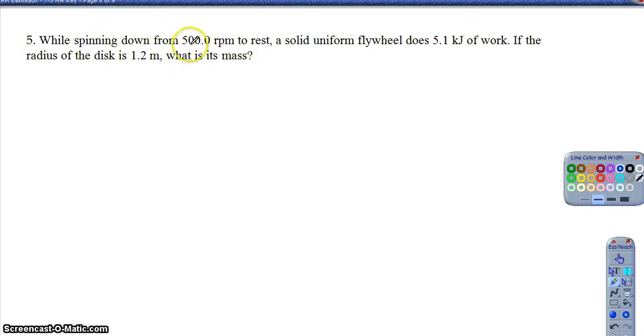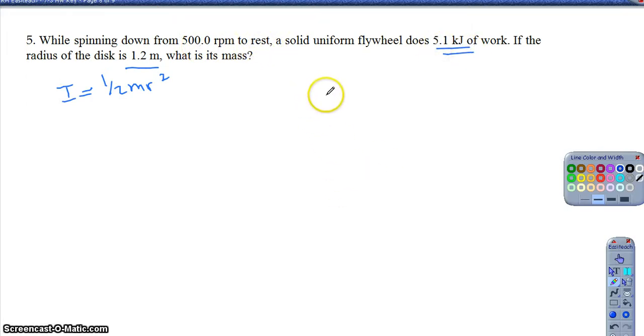So while spinning down, I assume they mean slowing down here, but while spinning down from 500 RPMs to rest, a solid uniform flywheel does 5.1 kilojoules of work. If the radius of the disk is 1.2 meters, what is the mass? So they are telling me, if you're not sure what a flywheel is, it is basically a cylinder or a disk. It is a solid uniform disk, so we know then the moment of inertia would be 1/2 mr squared, right? So we've got our moment of inertia to work with. And then it's going from 500 RPMs to rest, and it does this much work.